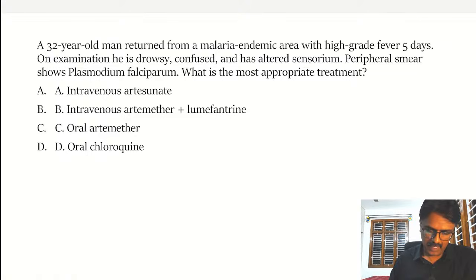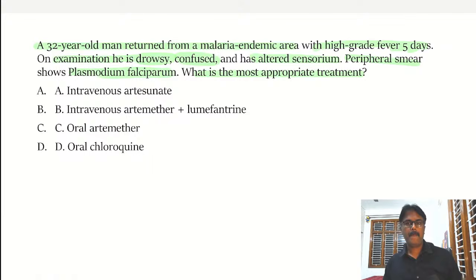Again, a favorite for FMG examiners is malaria. A 32-year-old man returned from a malaria endemic area with high-grade fever for 5 days. Examination shows he is drowsy, confused and has altered sensorium. Peripheral smear shows Plasmodium falciparum. What is the most appropriate treatment? Yes, can you comment on this?